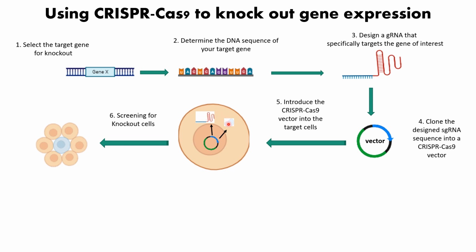So the guide RNA will bind to the Cas9 protein, and then they will be targeted to that specific sequence. Once you knock out the expression of your gene, of course, some cells are going to be knocked out and some cells are not going to be knocked out. So you need to find a way and do some screening to distinguish the cells that have the knockout from the rest of the cells.